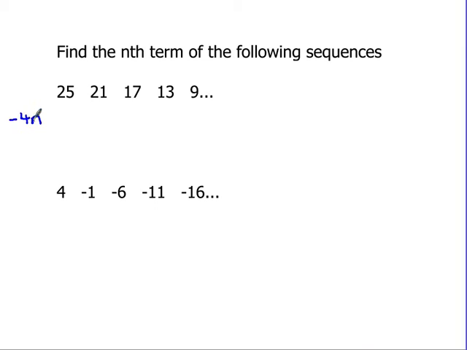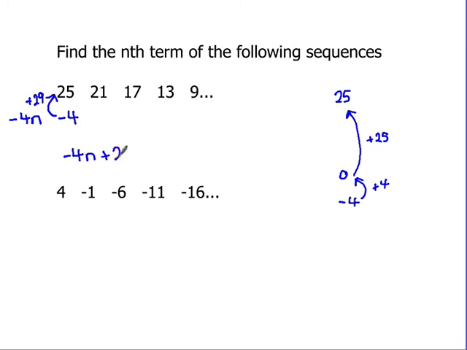Now, if you wanted to cheat, minus 4 times by 1 would give the first term of minus 4. So if I look at what I've got to do to get from minus 4 up to 25, probably easiest to count up to 0 first. So I add 4 to get to 0, and then from 0 up to 25, I've got to add another 25. So in total, what I've done is I've added 29. So that tells me the sequence must be minus 4n plus 29, which is exactly the same thing as writing 29 minus 4 lots of n.